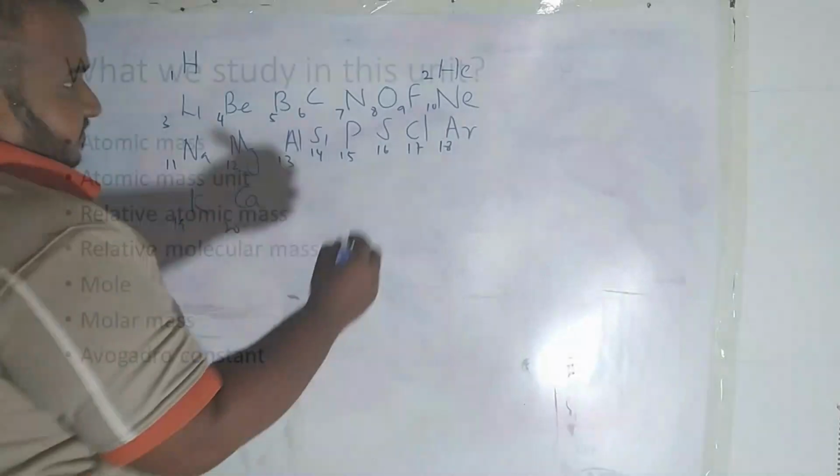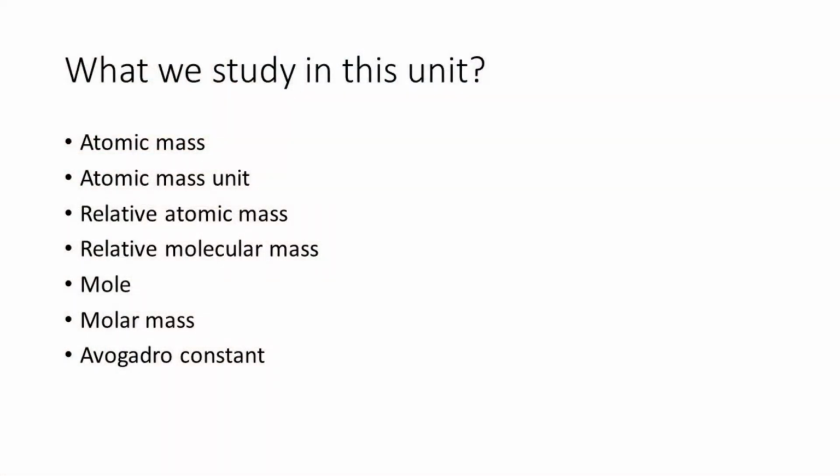The first term we study is atomic mass. The second one is atomic mass unit. Thirdly, we study relative atomic mass. Fourth, we study relative molecular mass. Then we will be introduced to a term called mole. And finally, we will study the term molar mass.